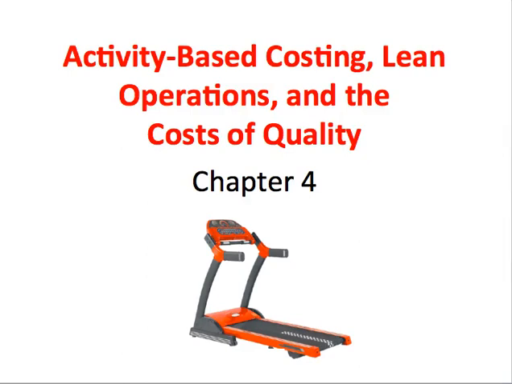This is chapter 4, activity-based costing (ABC), and we're going to talk briefly about lean operations, including lean manufacturing and so on, and the cost of quality.